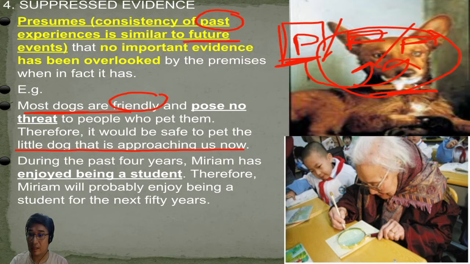Now, next tayo. During the past 4 years, andun yung past, Miriam has enjoyed being a student. Therefore, Miriam will probably enjoy being a student for the next 50 years. Yung next 50 years dito pertains to your future. Dahil napatunayan natin with our past experience that Miriam has enjoyed being a student during the past 4 years. So does that mean that Miriam will also enjoy going to school or being a student for the next 50 years? Now, if you do that, you're committing suppressed evidence.